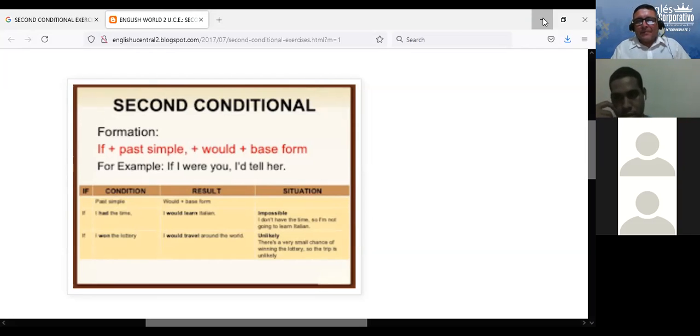Okay, understand. Teacher, can you repeat the sentence, please? If I didn't have a car, si yo no tuviera carro, I would use public transportation. Okay, thank you. So what is the message? Do I have a car? Yes, I do.